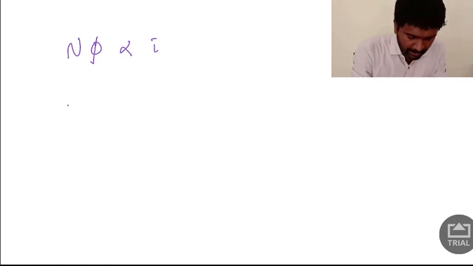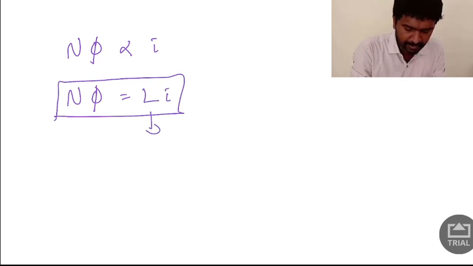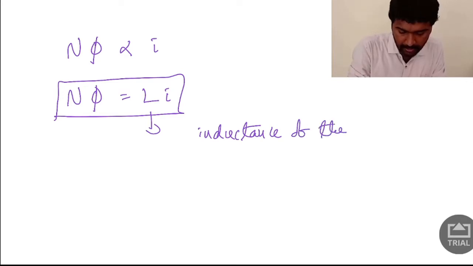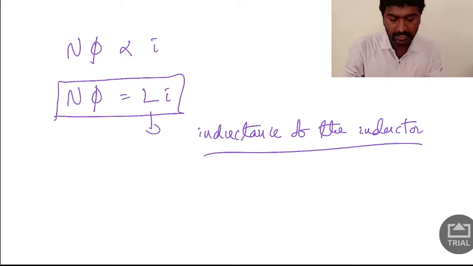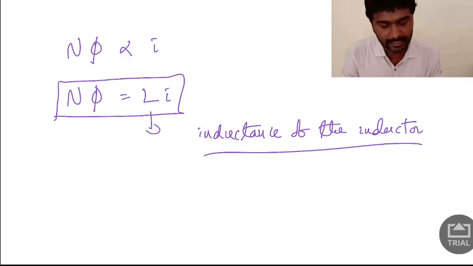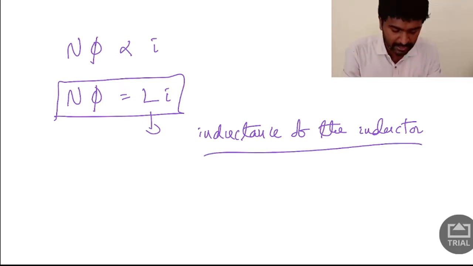Now if I remove this proportionality, I will introduce a constant that is called inductance. Inductance of the inductor, or inductance of the coil. If you look at the inductance of the inductor, like the capacitance of a capacitor, it depends only on its geometry.